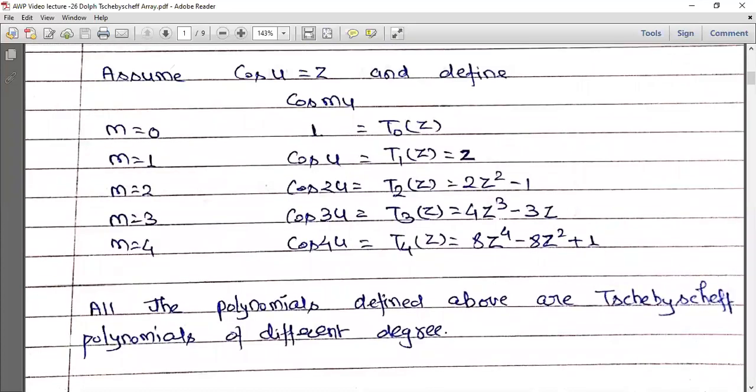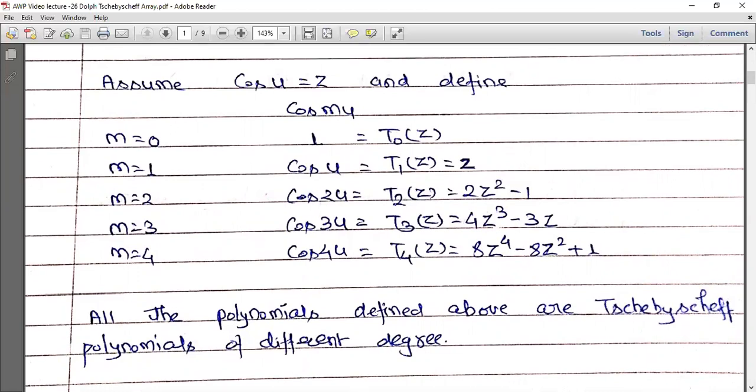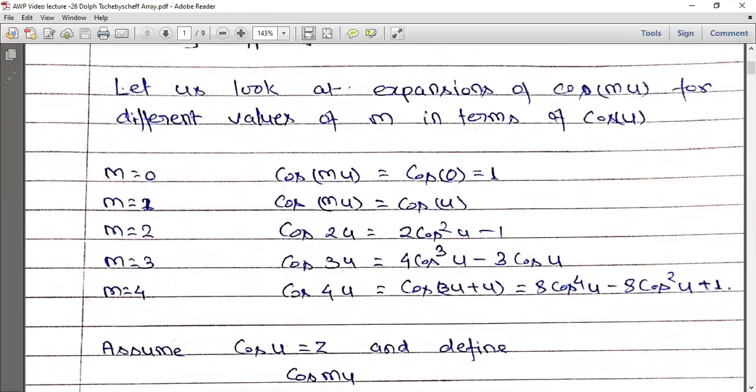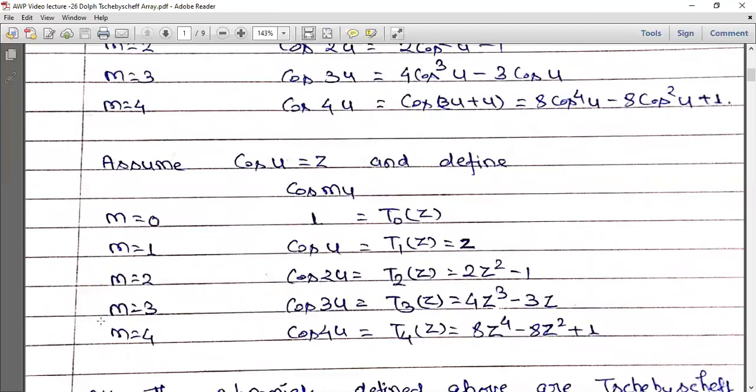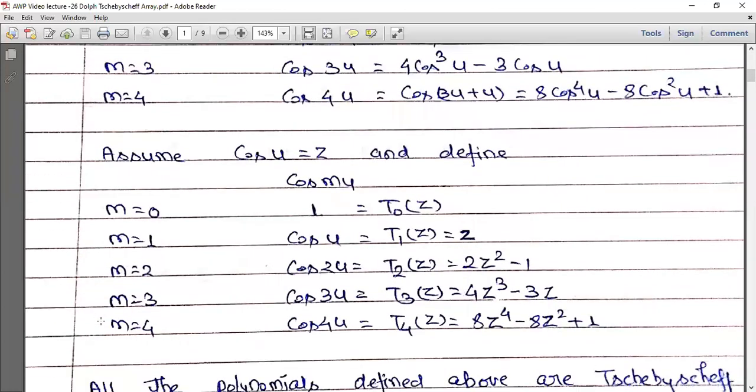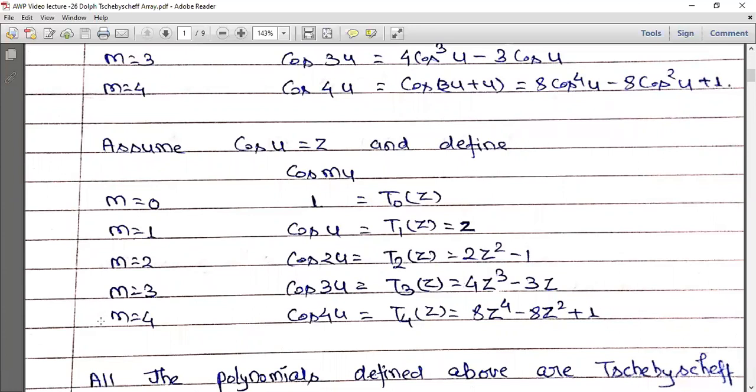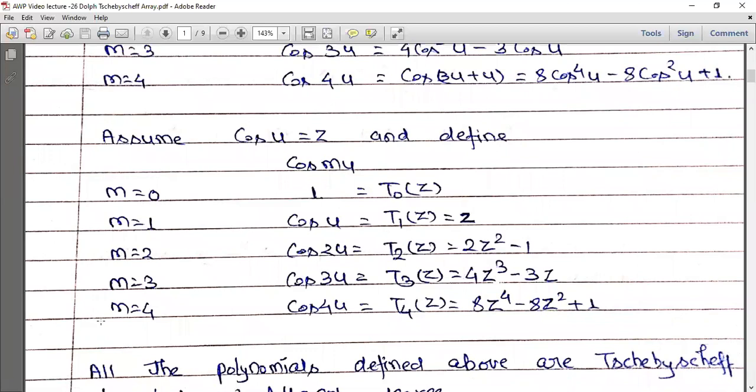Since array factors for non-uniform antenna arrays are defined in terms of cosines, cos of u or cos of 2u or cos of 3u and so on, we represent each of these cos of u, 2u, 3u and so on in terms of cos u, as you can see here, and replace cos u by z. What you get are Chebyshev polynomials with different degrees. So we have T0(z), T1(z), T2, T3, T4 as Chebyshev polynomials of degree 0, 1, 2, 3, 4 respectively.